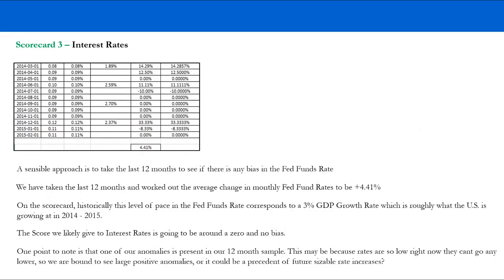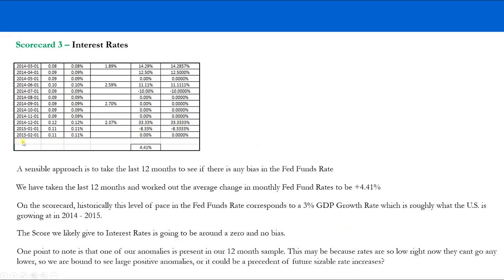Now, what happens when we look at the data at the moment and we score or try to score for what is currently happening with interest rates and GDP growth? Well, a sensible approach is to take the last 12 months to see if there's any bias in the Fed funds rate. What we've done, we take the last 12 months of data and work out the average change in the monthly Fed funds rate, and this comes to 4.41%. Now, you can go to the St. Louis website and you can do this every month.